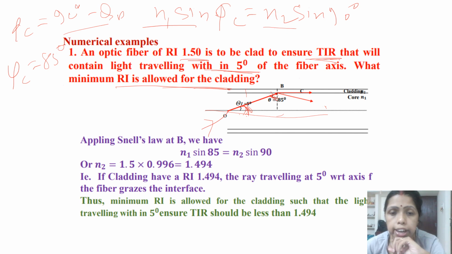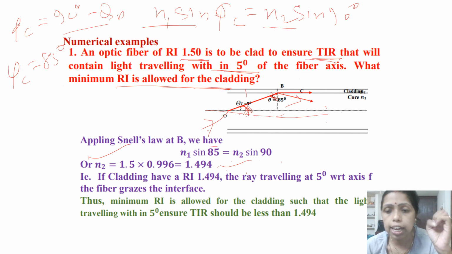Now if you put n1 sine 85 degree equal to n2 sine 90, you can calculate eta 2, the refractive index 1.494. That means if the refractive index is 1.494, then if the light is incident at 5 degree on the optical fiber, it can create total internal reflection. Again, if you know eta 1 and eta 2, you can also calculate this angle. The opposite can also be estimated, right?